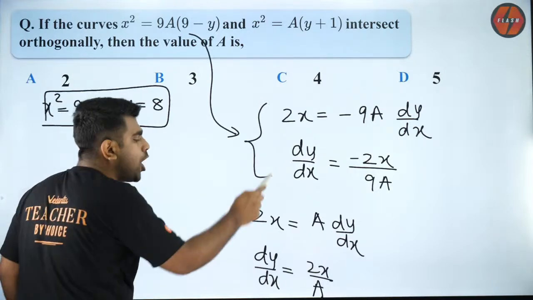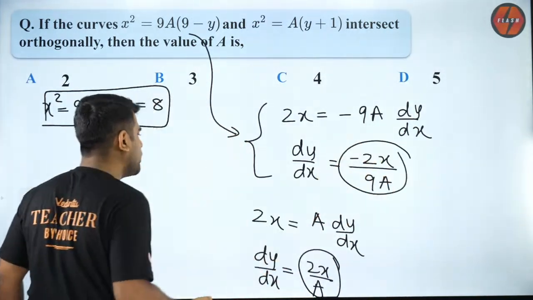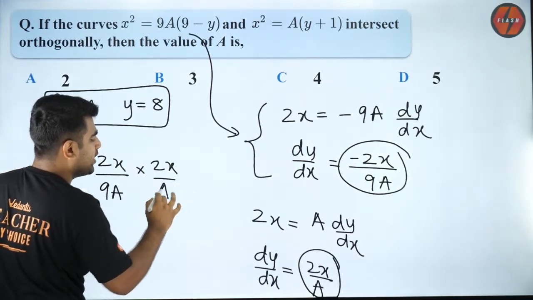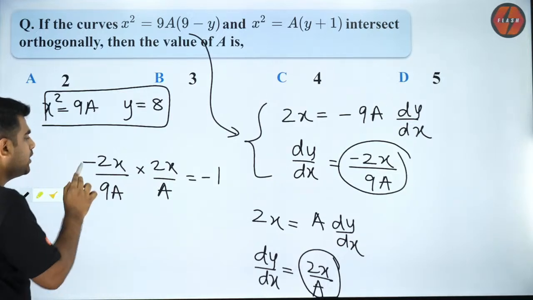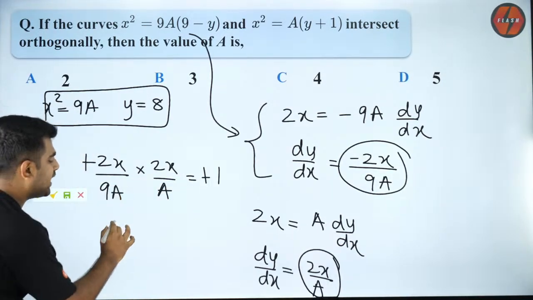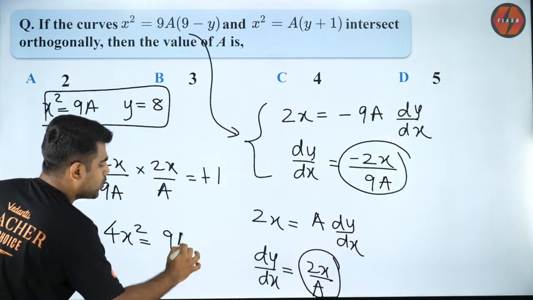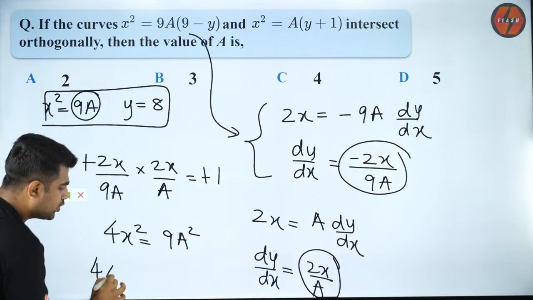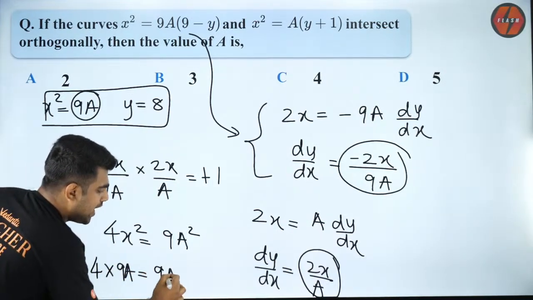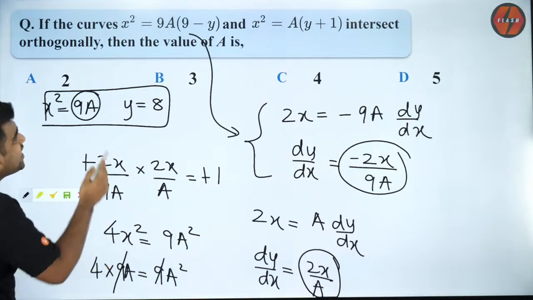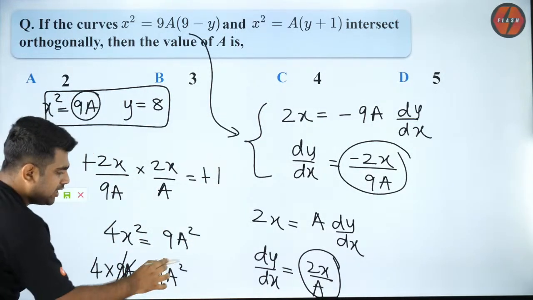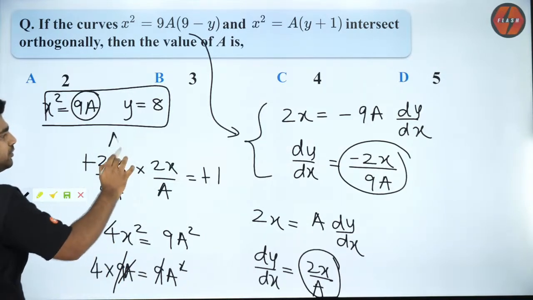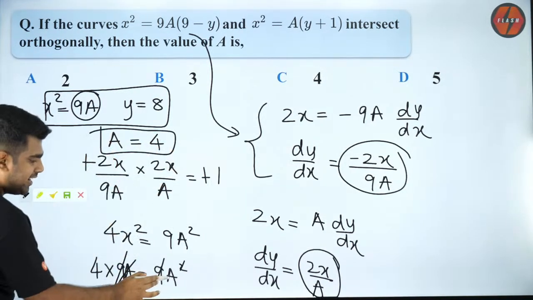Now we know that if they are orthogonal, the product of these two should be equal to -1. Only then they are going to be orthogonal. So -1 will cancel off. You'll get 4x square equal to 9a square. Now what is x square? x square is equal to 9a. So you'll have 4 into 9a is equal to 9a square. So 9 cancels. Let's cancel a and a because a cannot be 0. So what is my a? My a is equal to 4.